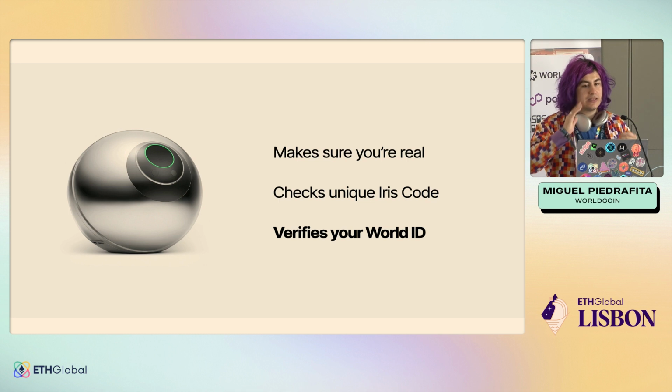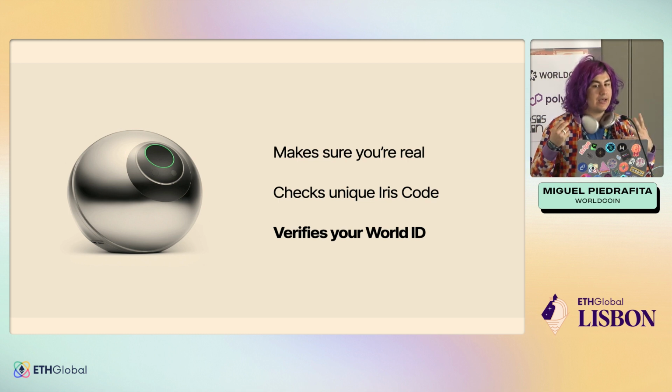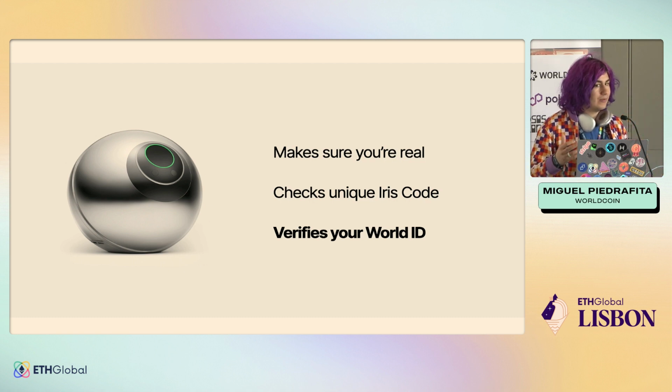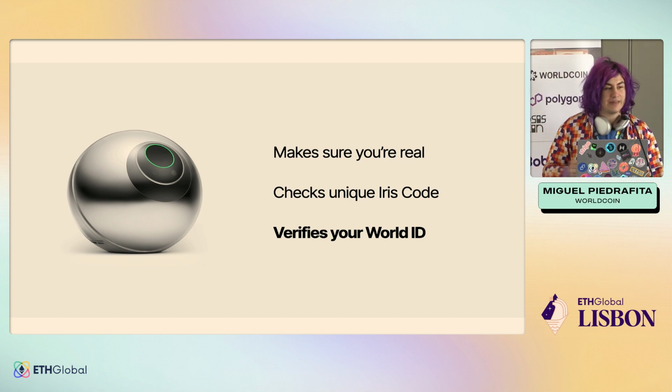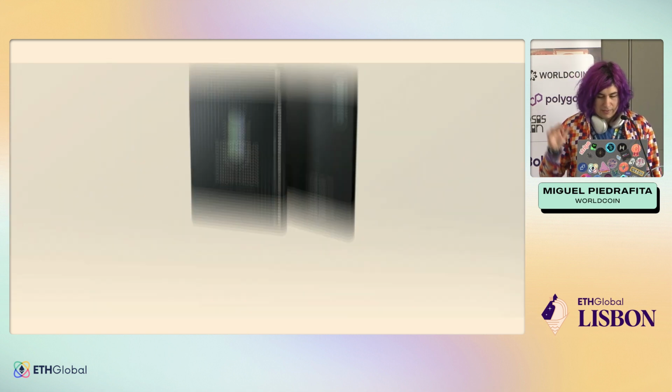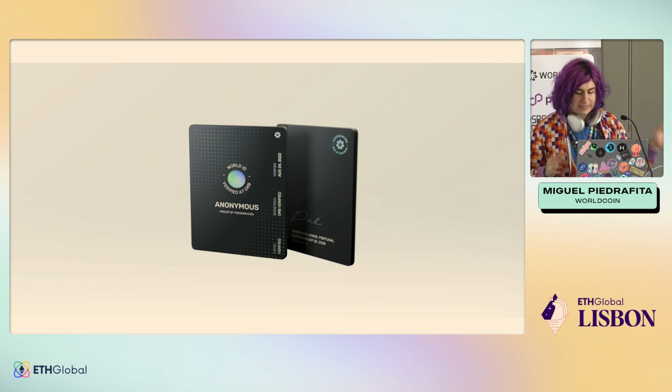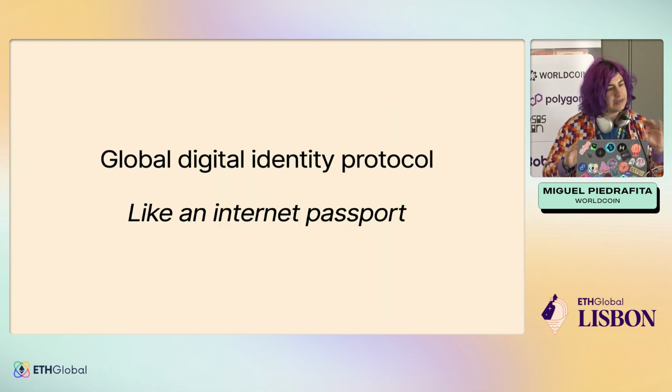Then it will check that you have a unique iris, that you have not already been onboarded to Worldcoin. And we do this using an iris code, which is a measure of the randomness of your iris, which makes it so that we don't need to actually store a picture of your iris or biometrics in general. If you're more curious about that, you can come find me later and I will explain how it works. And then it verifies your World ID. And World ID is a name that we came up with for this system that acts as an internet passport.